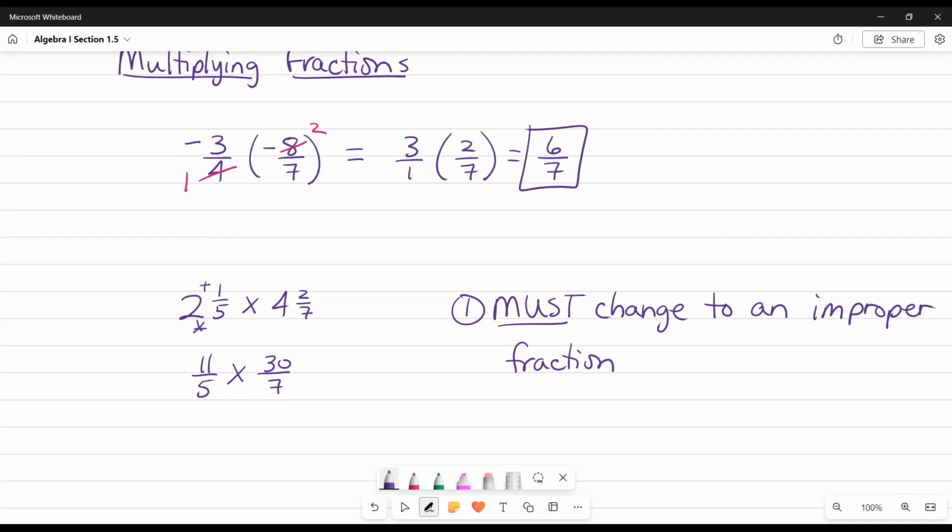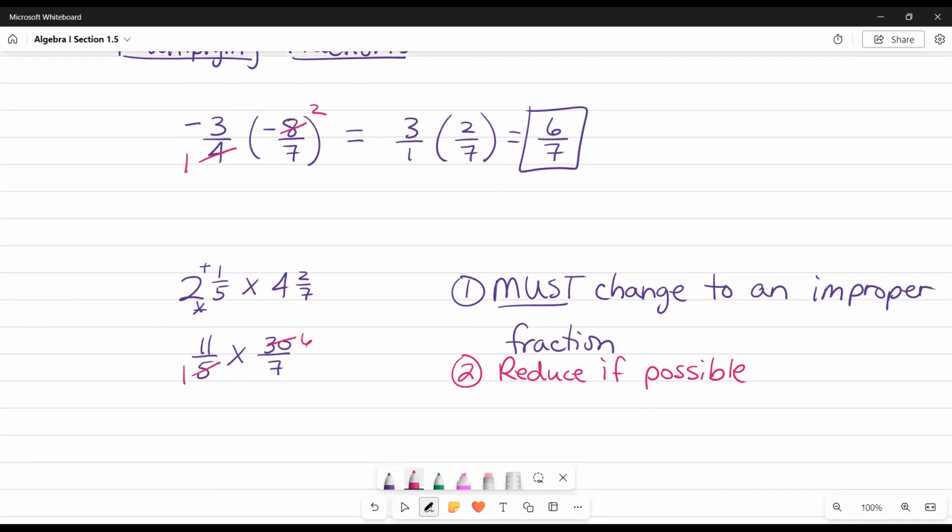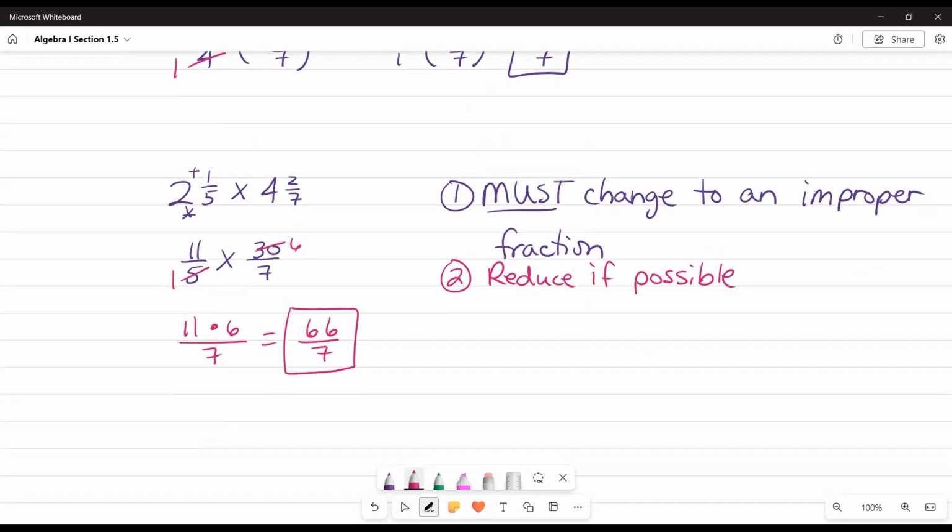Oh no. What do we do? Reduce. The 5 becomes 1, the 30 becomes 6. And now we just multiply. I shouldn't be using that x. I just said to not do it. It's 66 over 7. Just leave it like that. Unless it tells you to convert it back into a mixed number, don't worry about it.